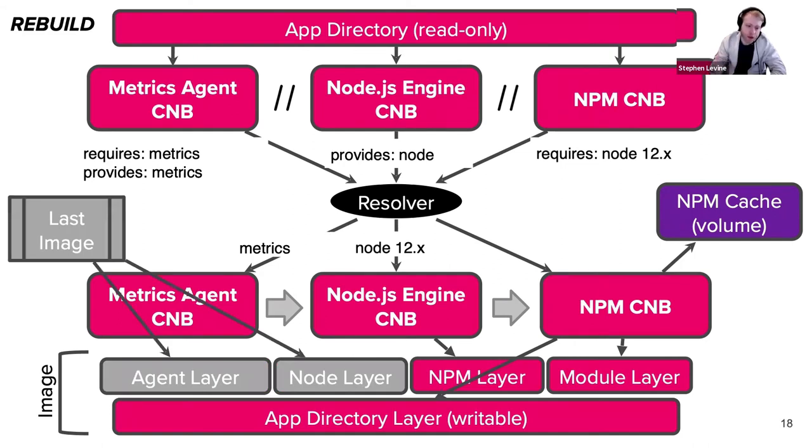And so in the next rebuild, some of those layers don't necessarily have to get rebuilt because of that analyze and restore phase you saw before. Some layers can just stay around in the registry and be part of the next image when it gets exported. Some layers may get cached locally as well.